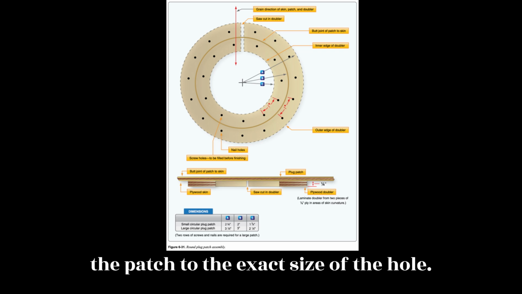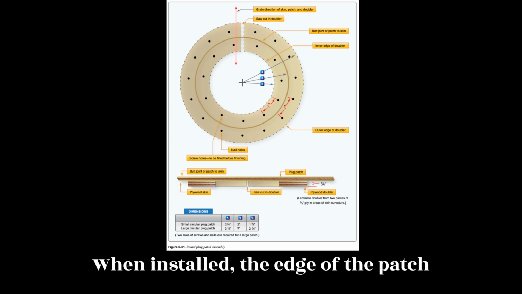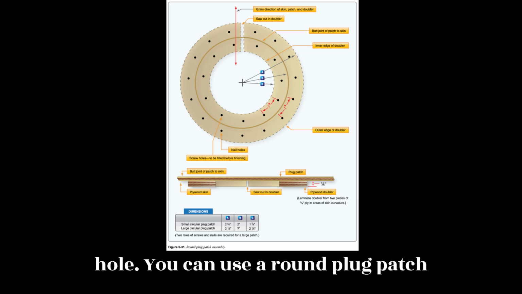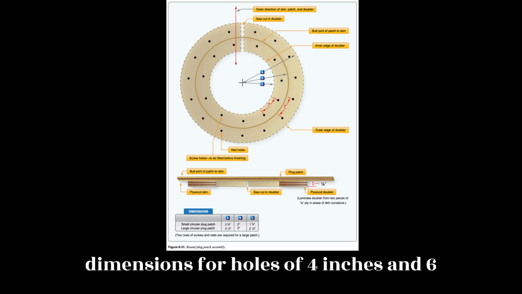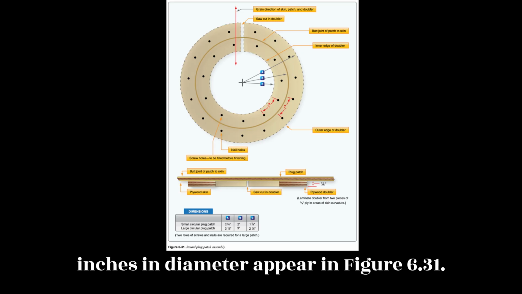Cut the patch to the exact size of the hole. When installed, the edge of the patch forms a butt joint with the edge of the hole. You can use a round plug patch where the cutout repair is no larger than 6 inches in diameter. Sample dimensions for holes of 4 inches and 6 inches in diameter appear in Figure 6.31.